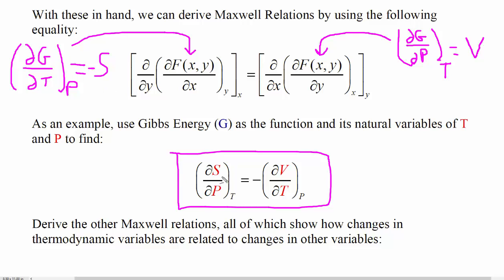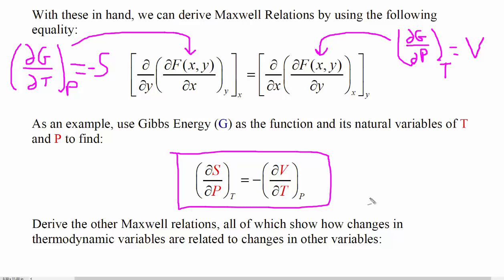So by doing that, we now can relate changes in the variables to changes in other variables. So the Maxwell relation, this is the first one we've derived. It says that the partial of entropy with respect to pressure holding temperature constant is equal to minus the partial of volume with respect to temperature holding pressure constant. We've been able to relate how a certain variable changes in terms of other variables changing.